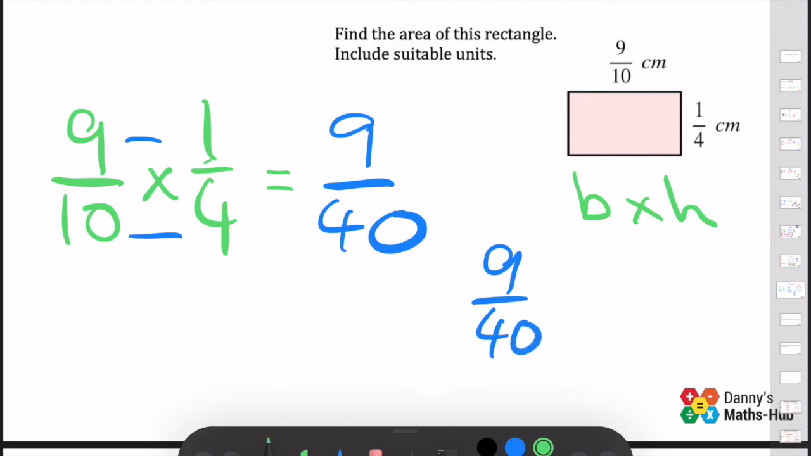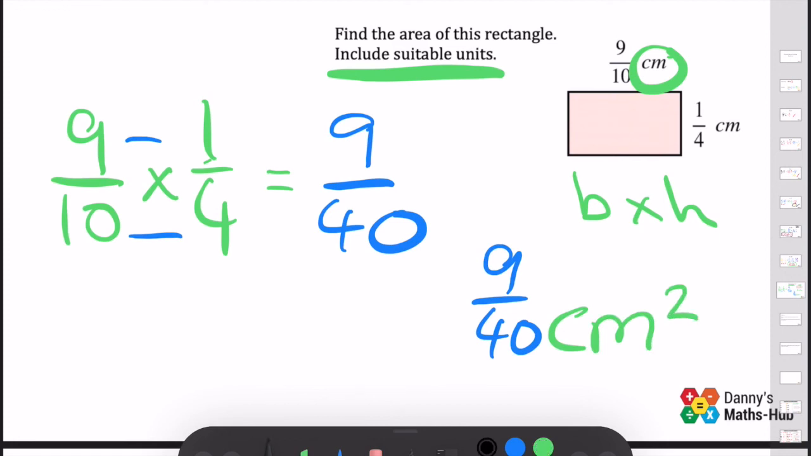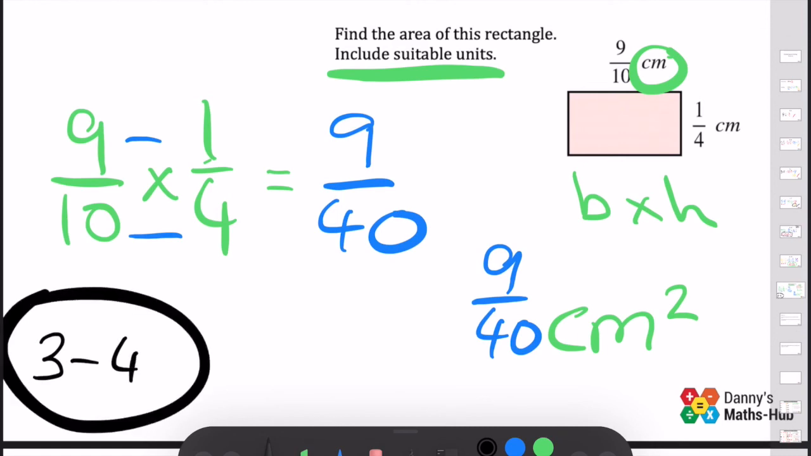However, this is an area question, and it's asked for suitable units. If these were both centimetres, and we've worked out the area, the units are centimetres squared. Now this would be a 3 to 4 mark question, just like the ones we were looking at before. However, hopefully you can see that the maths is a lot more simple, but it's the layout and understanding what the layout says, which is where you get your marks.